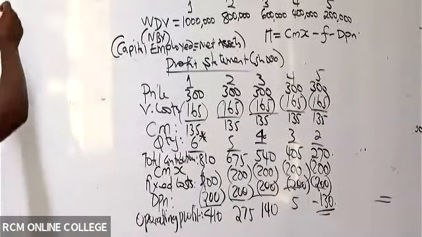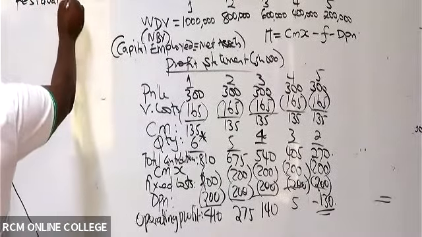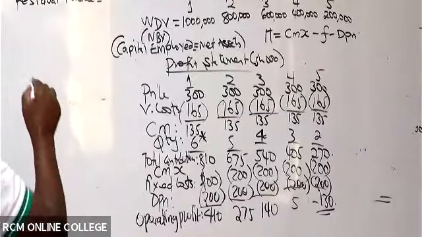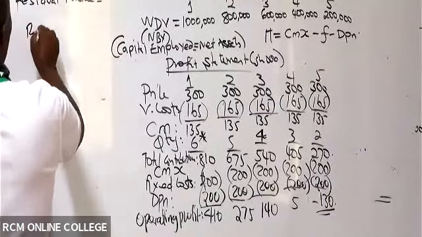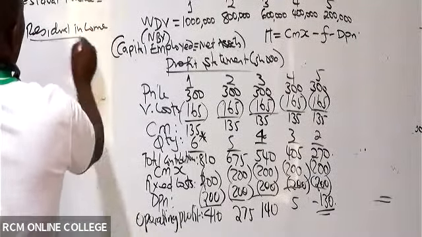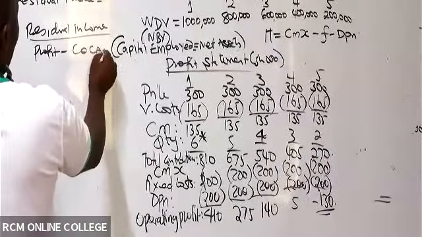So then you should be able to give me residual income very comfortably. Is there anybody who is able to remember the formula for residual income? So the formula for residual income, we know it is profit minus cost of capital employed.